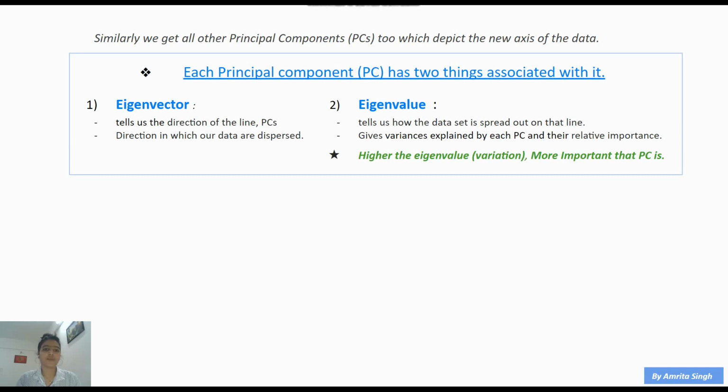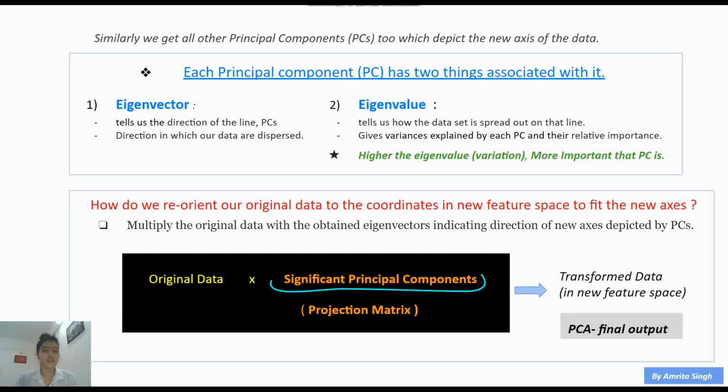As of now, just remember that each component has two terms associated with it. First is eigenvector, second is eigenvalue. The first one tells you the direction in which our data are dispersed, and the second one tells you the variance captured by each component. So based on the eigenvalue only, you can tell that this component is highly significant, and another one is the least important. Now we got the new axes, the new coordinates, I mean the components.